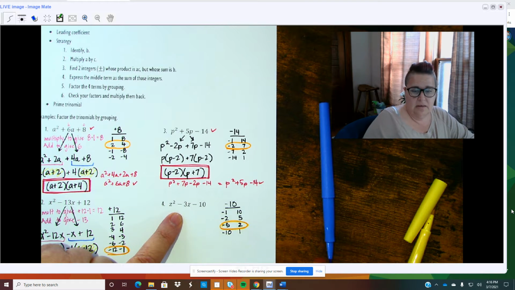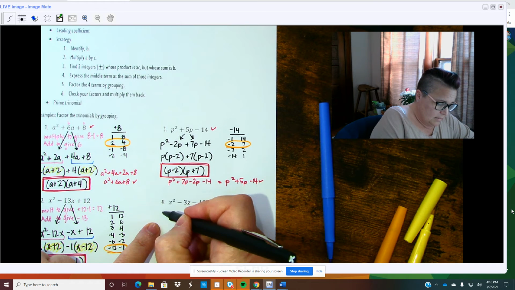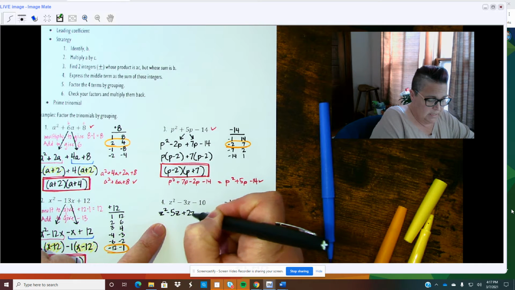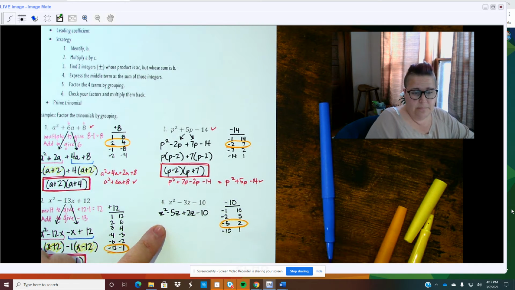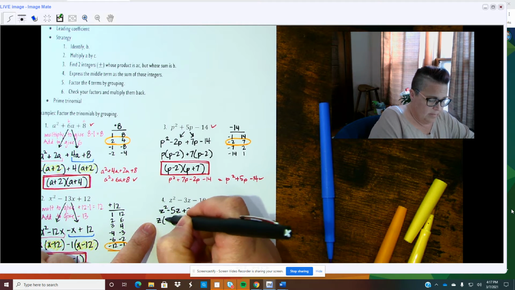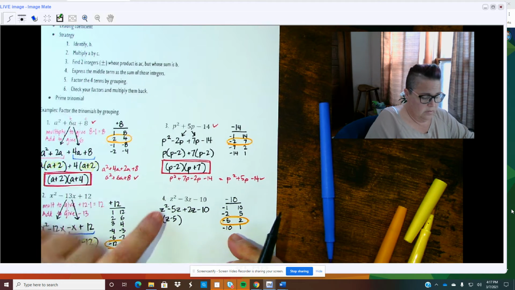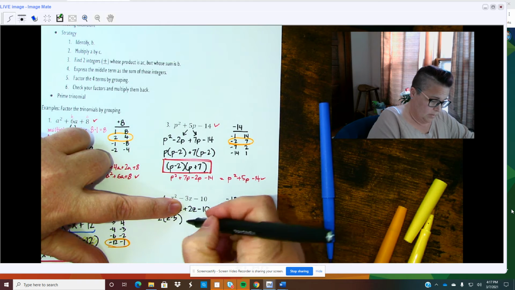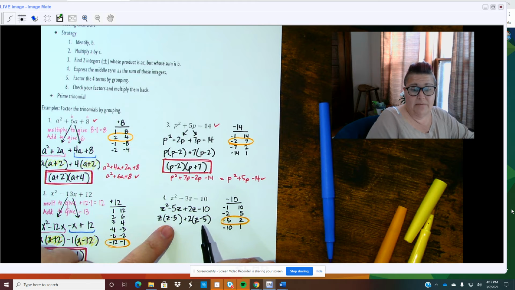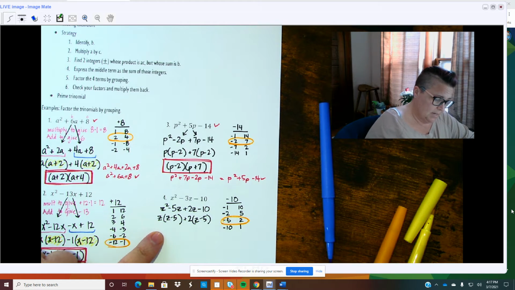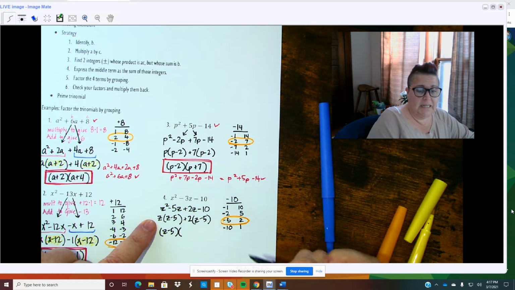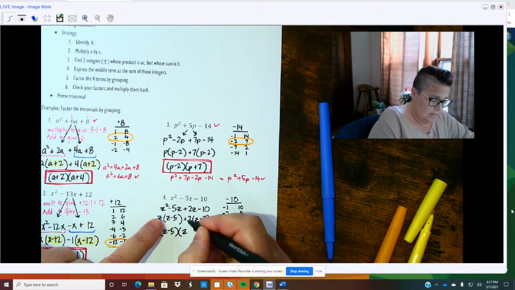That's this guy. Being careful of my signs, this is z squared minus 5z plus 2z minus 10. Looking at the first two, I see I can pull out a z, and I'm left with z minus 5. Looking at the second two, I see I can pull out a 2, and I'm left with z minus 5. Now, I have z minus 5 in both of them, so I'm going to pull that z minus 5 up front, leaving behind for the second set of parentheses a z and a plus 2.